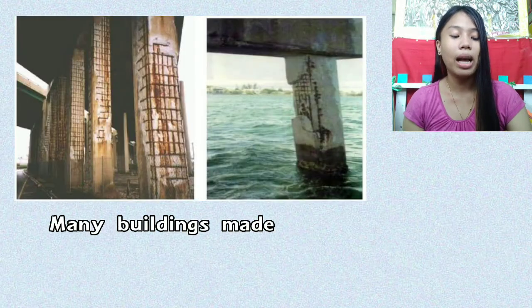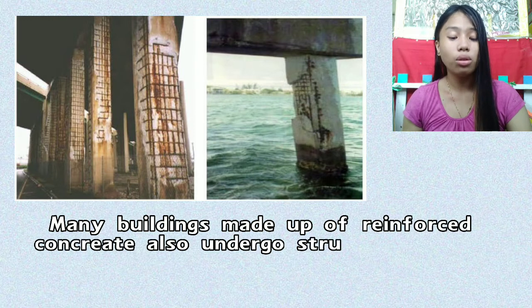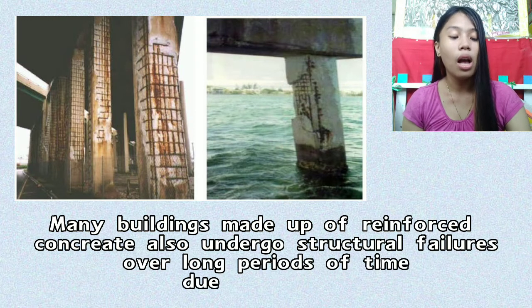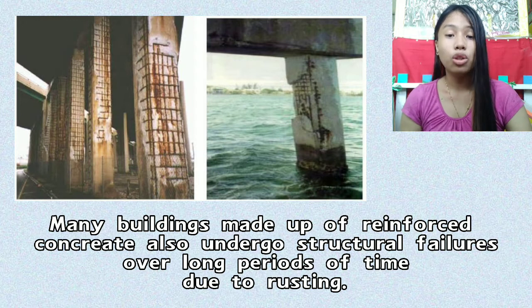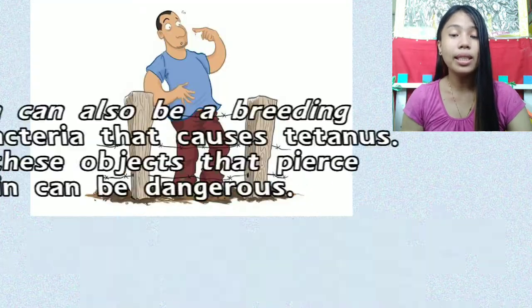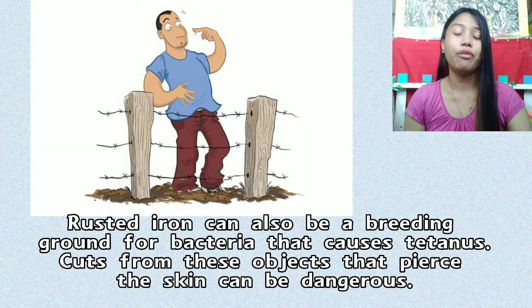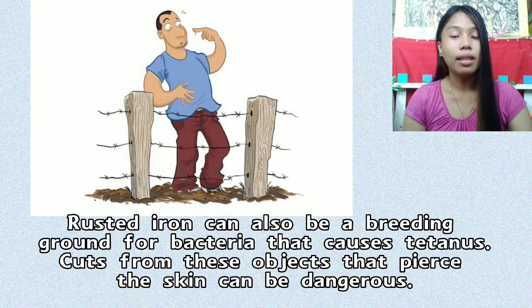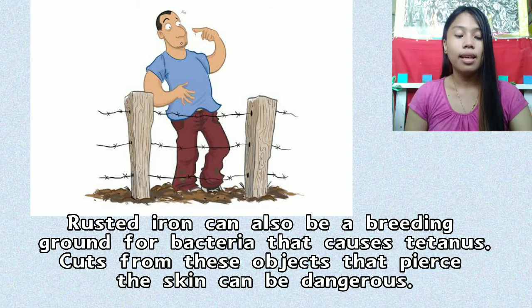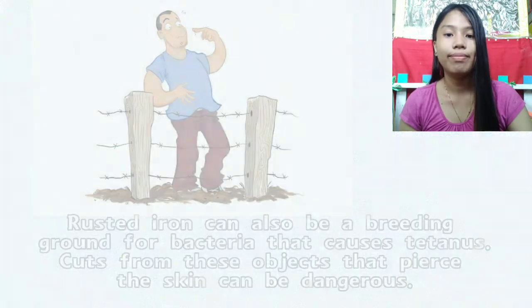Many buildings made of reinforced concrete also undergo structural failures over long periods of time due to rusting. Rusted iron can also be a breeding ground for bacteria that cause tetanus. Cuts from these objects that pierce the skin can be dangerous.